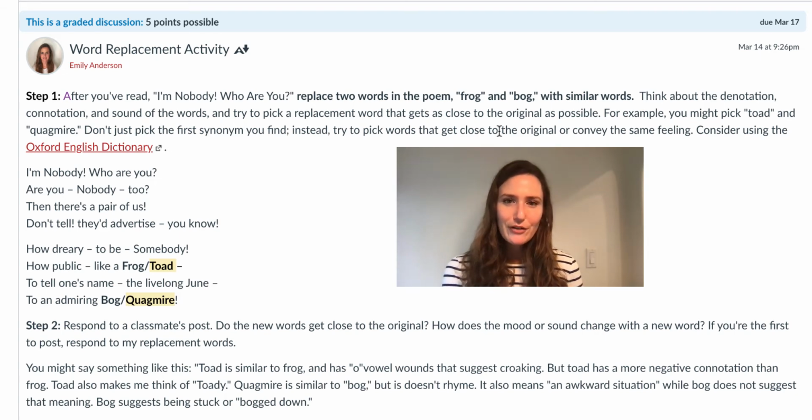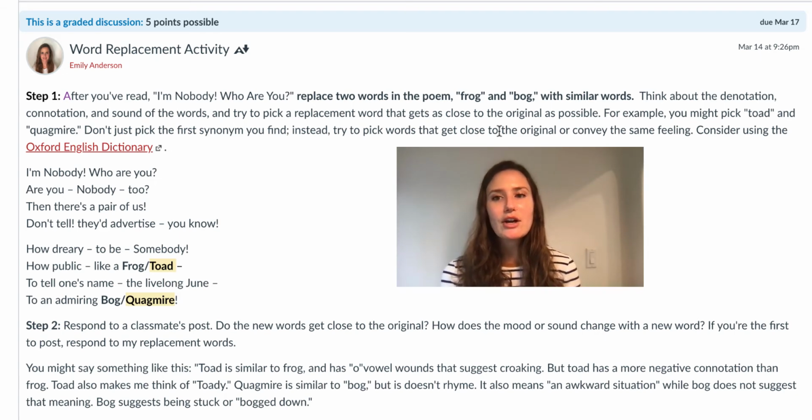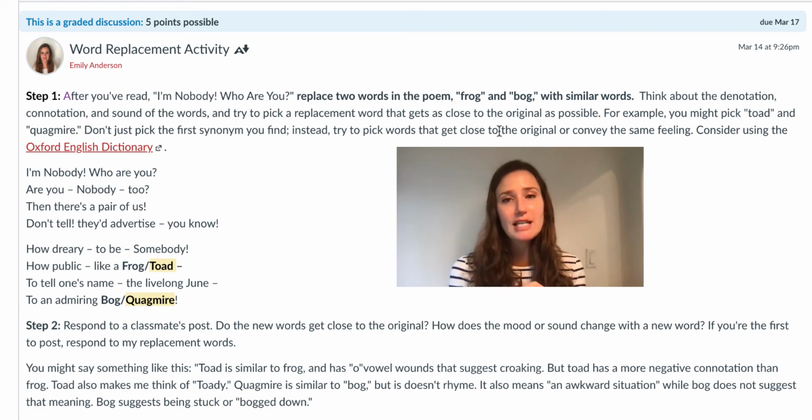Like I said, don't just pick the first synonym you find. Try to pick words that get close to the original somehow or convey the same feeling or maybe even convey the same sound. You might even keep rhyme in mind.